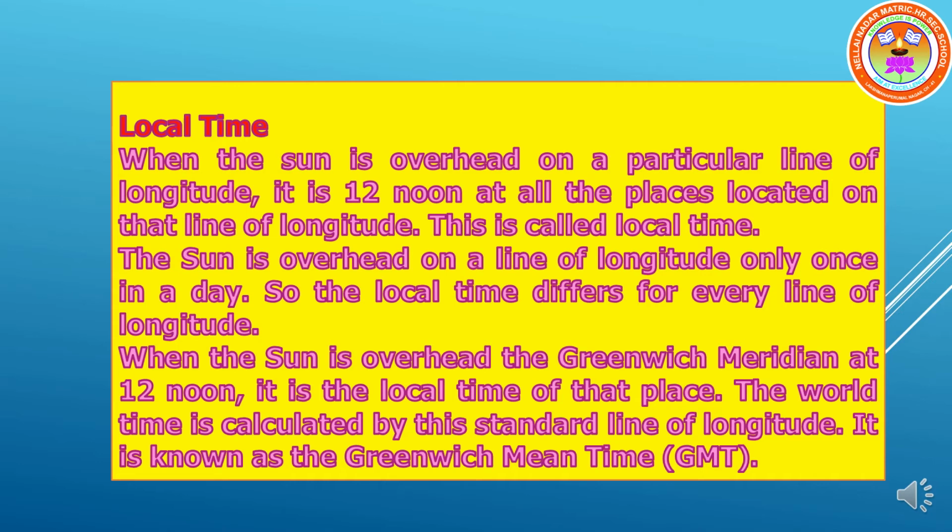For example, if the time is 12 noon at Greenwich Meridian, it is 12:04 p.m. at 1 degree east line of longitude and 11:56 a.m. at 1 degree west line of longitude. So, as one moves towards the east from any meridian, the time increases, and if one moves towards the west from any meridian, time decreases. Is it clear?